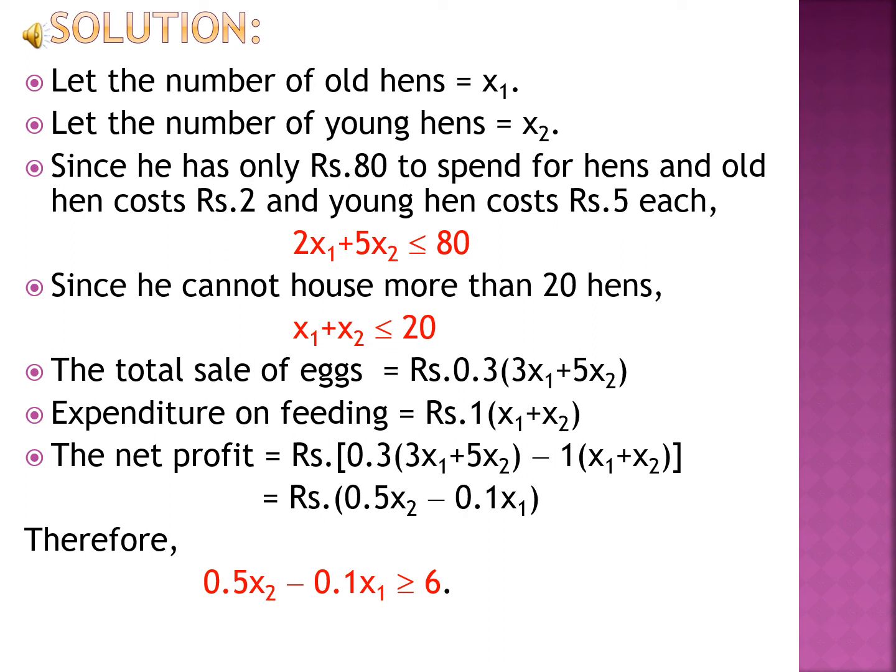The total sale is (3x1 plus 5x2) into 0.3, and the expenditure on feeding is rupees 1 per hen, and the total hens are x1 plus x2. Therefore we multiply that amount with x1 plus x2. The net profit is 0.5 x2 minus 0.1 x1. Therefore 0.5 x2 minus 0.1 x1 is greater than or equal to 6.